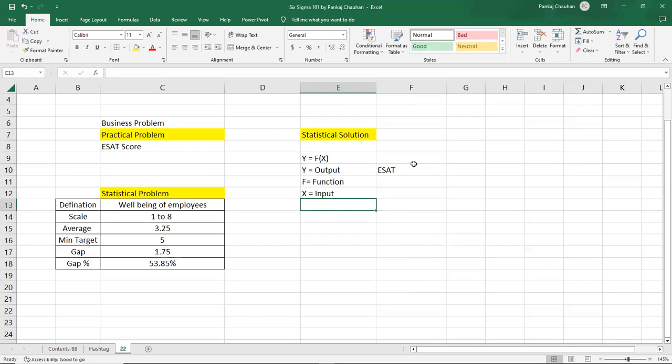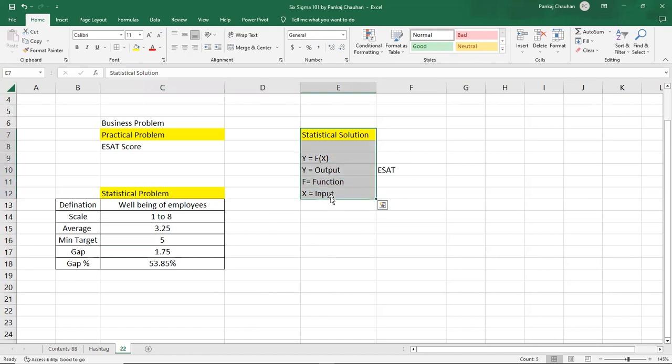So you will be modeling this equation. Try to find out the X values. Maybe, as most of the people must be thinking, salary is one of the factors, learning and development is another factor, maybe recreation activities is another factor, manager behavior is another factor, the environment is another factor, the location is another factor, and so many things are there. So all these things you will be modeling and characterizing to achieve the maximum output, which is the Y variable. On this, the 5 you need to achieve. That will be your statistical solution.